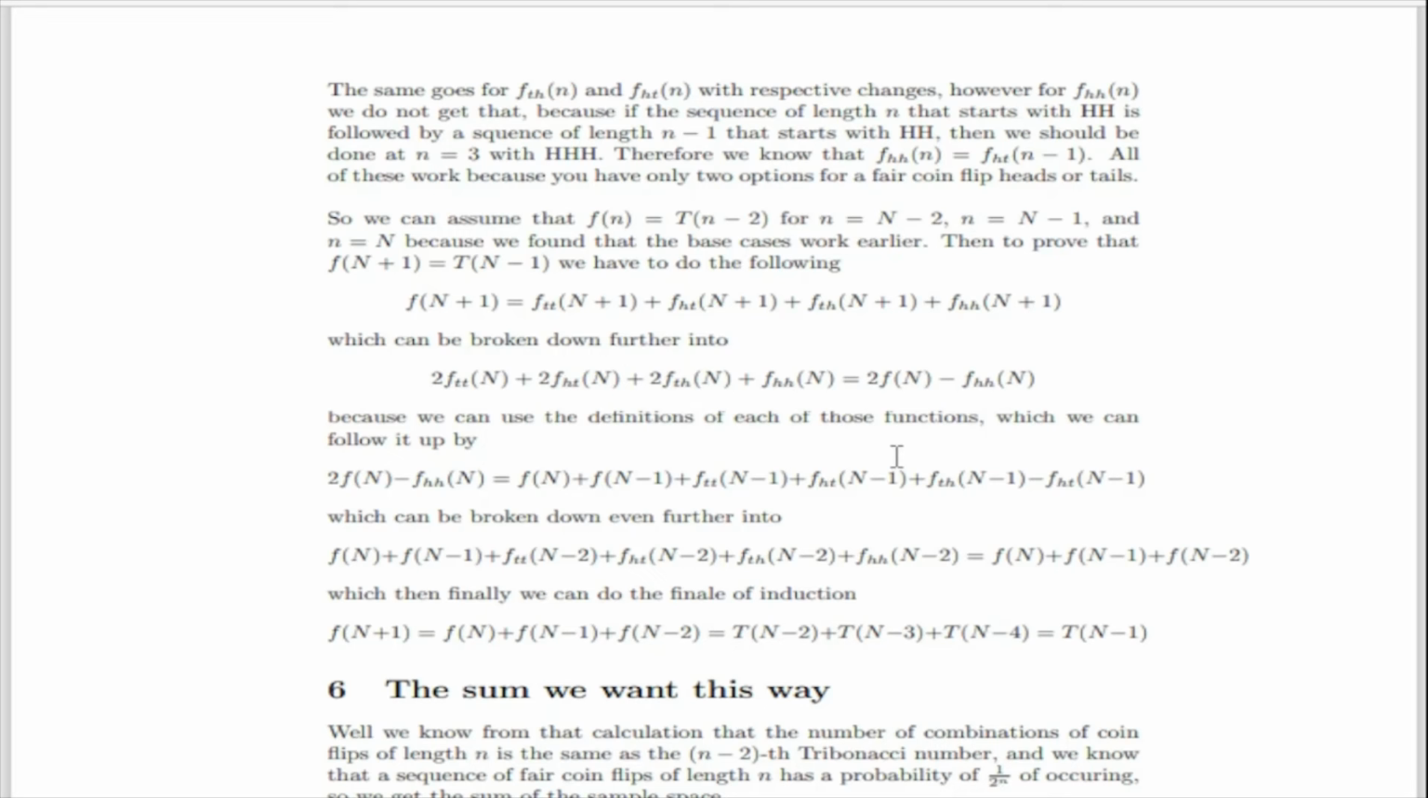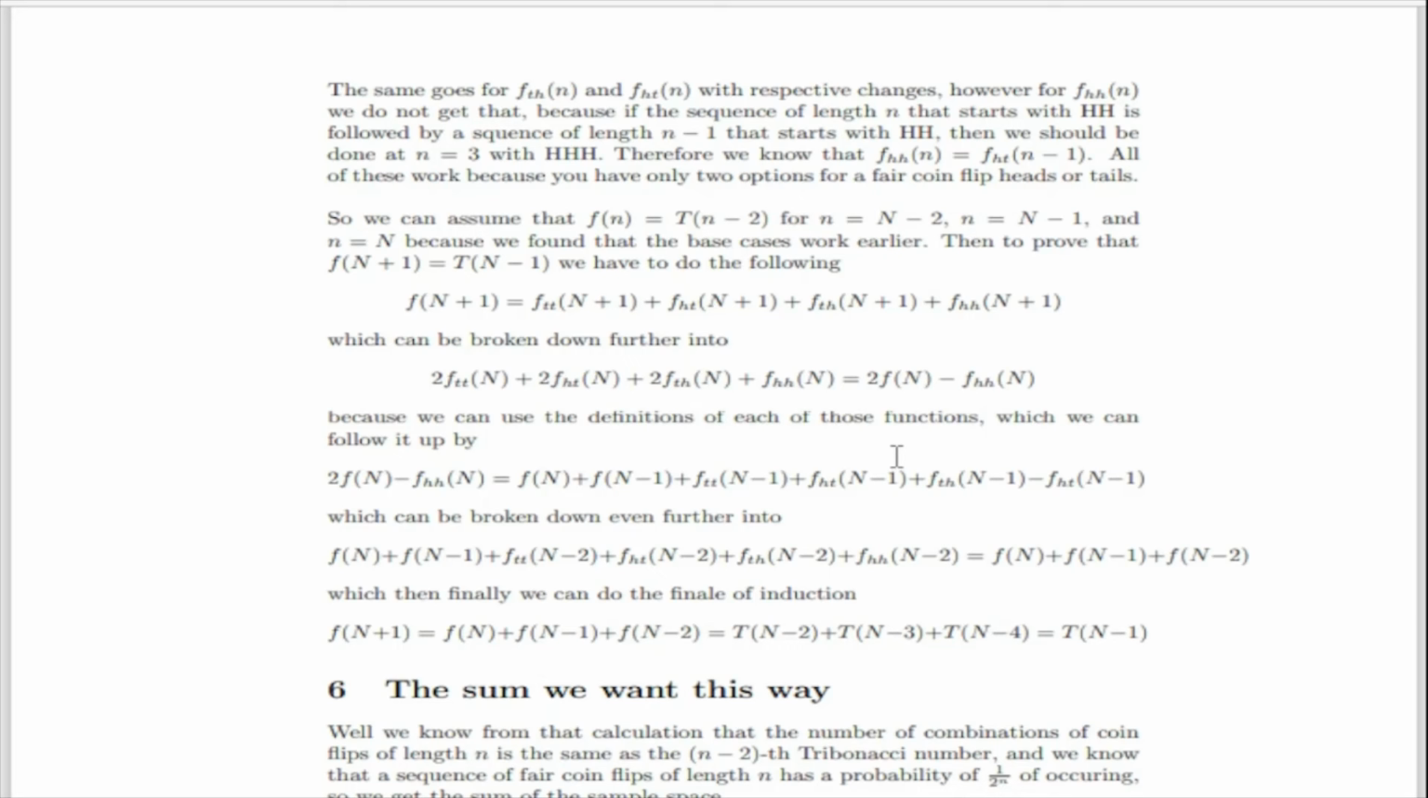However, for f sub hh, we do not get that, because the sequence of length n that starts with hh is followed by a sequence of length n minus 1 that starts with hh. Then we should be done at n equals 3 with hhh. Therefore, we know that f sub hh of n equals just f sub ht of n minus 1, because we can't actually get heads 3 times in a row without stopping.